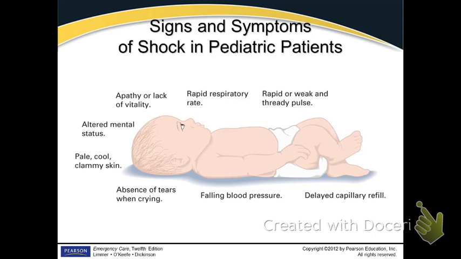Okay, so things you might see as far as shock goes in pediatric patients, because they won't necessarily present the same way. Altered mental status, as much as you can tell that based on how maybe they should be acting at that age. Pale, cool, clammy skin, that's a classic shock sign. Absence of tears when crying. Why would this be potentially a sign to look for with shock?